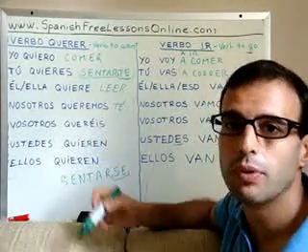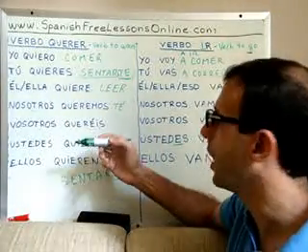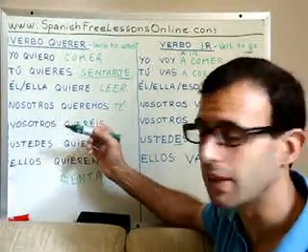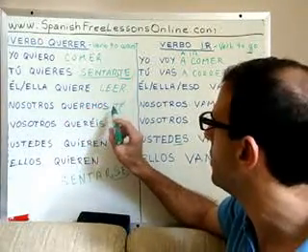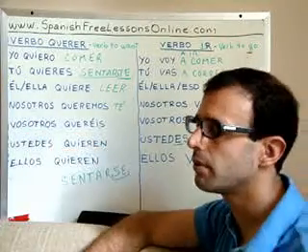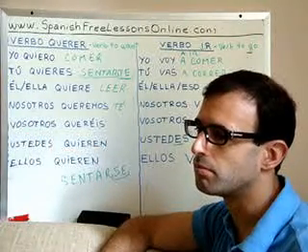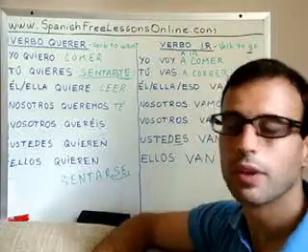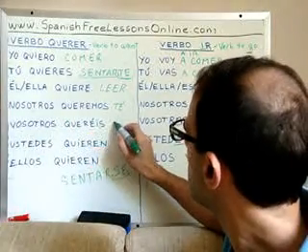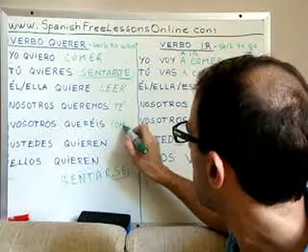Or you can also say, as in English, we want a cup of tea, we would say nosotros queremos una taza de té. But usually we just say té, like this, tea. Vosotros queréis comida, means you want food. Vosotros queréis comida.